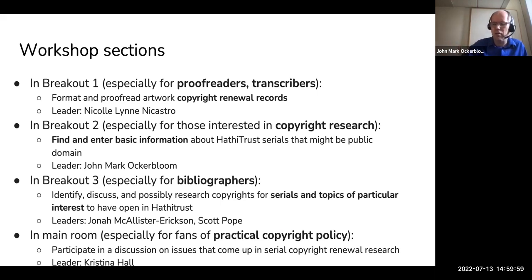And I'll wrap up with a couple of slides summarizing what we've done, but also pointing to a page from the Deep Backfile project where we'll have links back to resources, if you want to continue on any of the work that you've started or learned about here. So we've got 3 breakouts plus people staying around in the main room. Breakout 1 is especially for proofreaders and transcribers.